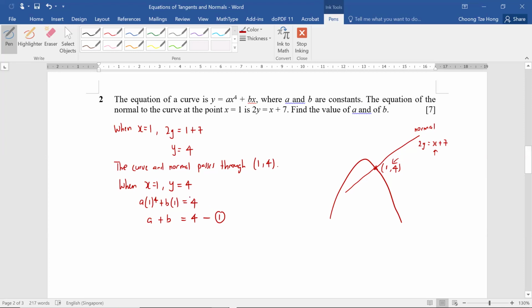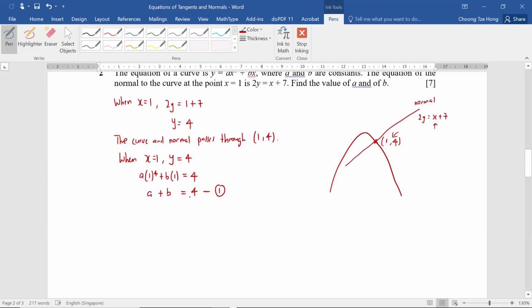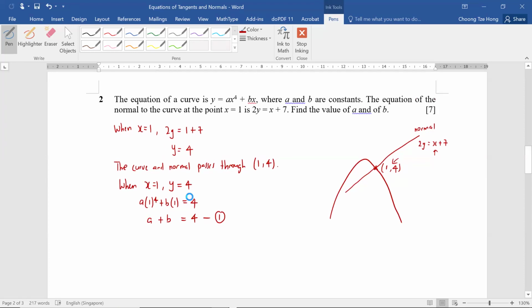Okay, so now we need a second equation in order to solve simultaneously. So where is this second equation going to come from? For this kind of question, it's definitely going to come from the dy/dx. Basically, if we do dy/dx for this y, we are going to get the gradient function. But the gradient function will give you the gradient of the tangent. Okay, gradient of tangent.